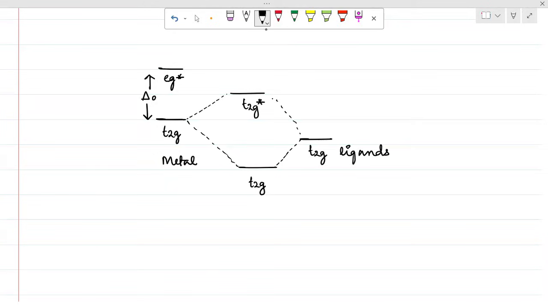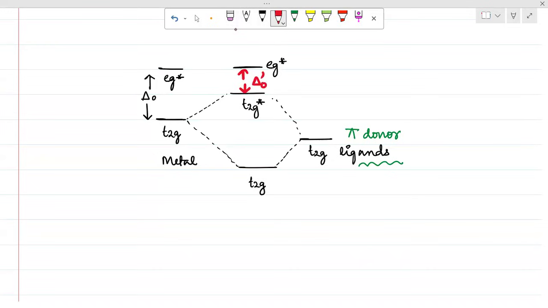So this is the case when you have a pi donor. Understand? This is the position when you have a pi donor ligand, very important. Now, if you can see, this is T2g. If I draw the position of the Eg star, can you see that the T2g to Eg gap has now reduced?